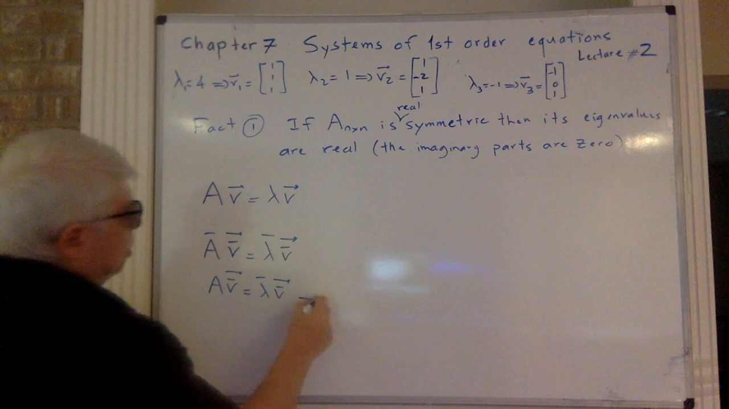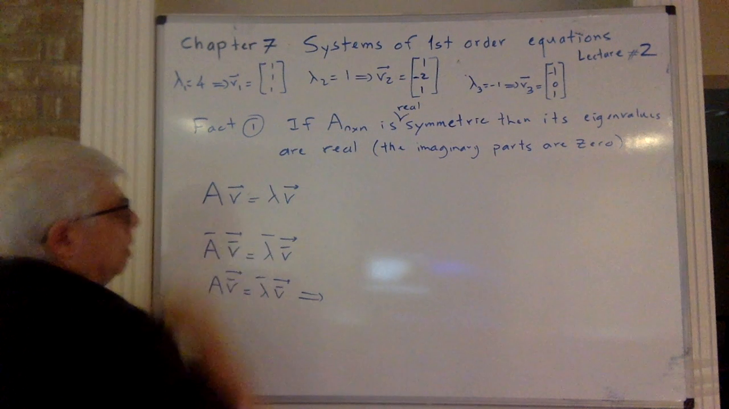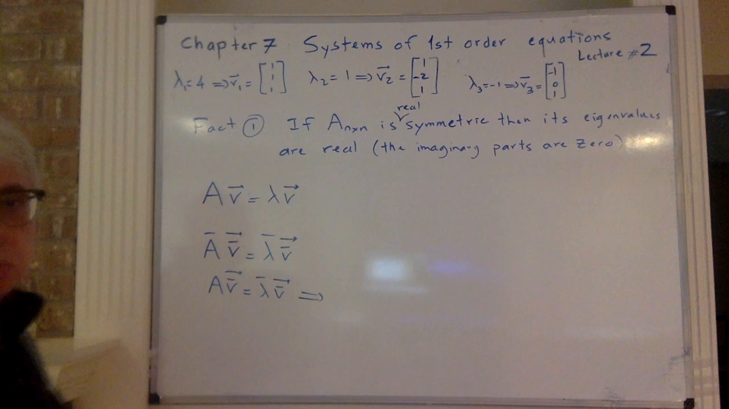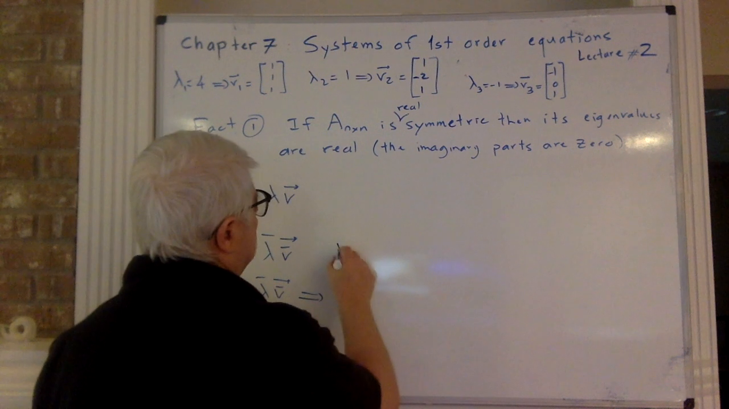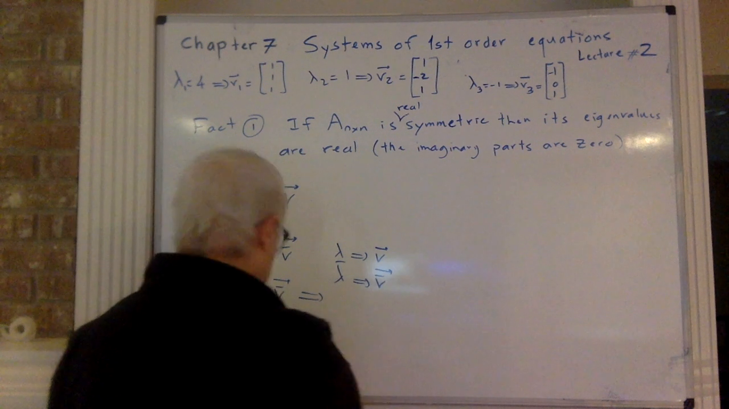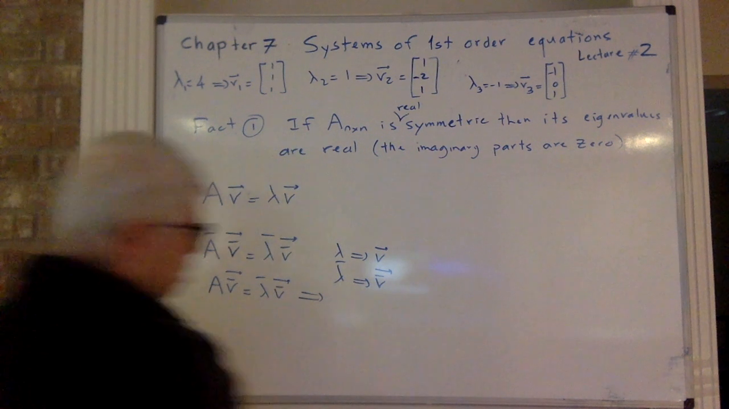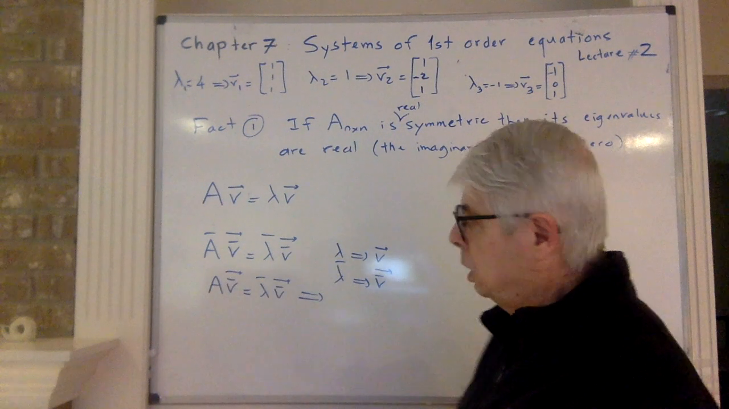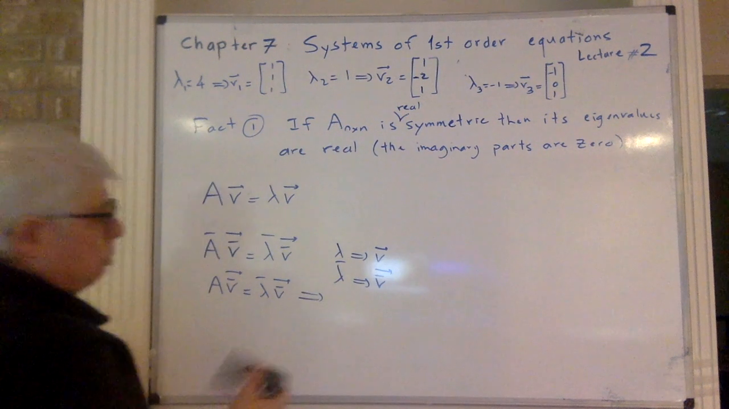Now this tells me something even more interesting. This tells me that if V is the eigenvector corresponding to lambda, then V bar corresponds to lambda bar. So if lambda gives me V, lambda bar gives me V bar. Okay, so that's also something that comes out of this. In fact, that holds for any matrix with real entries.